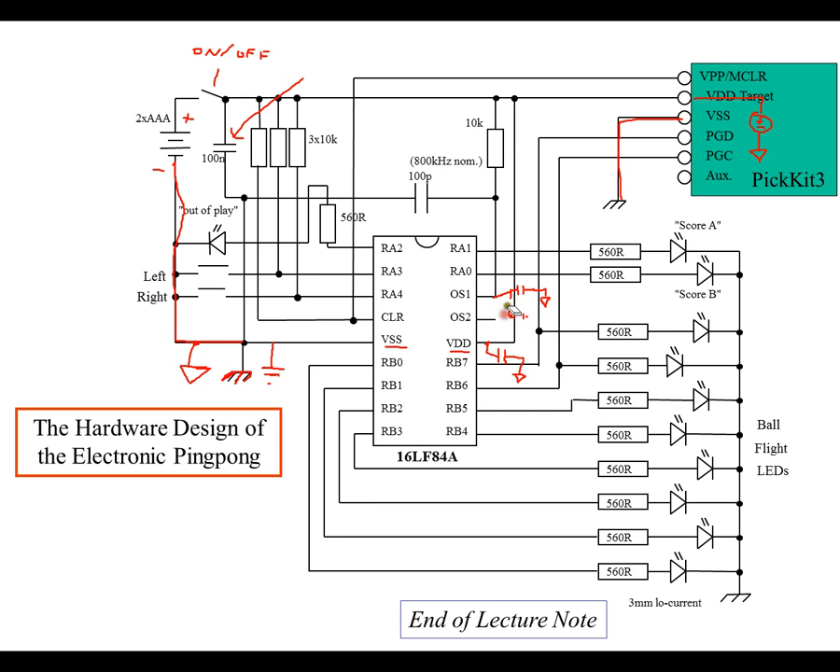So let's see if we can erase this really quick. We're not doing that. We're going to be using the RC oscillator. So this is the R, this is the C. You've got 100 picofarads and a 10K. So the frequency is going to be 800 kilohertz nominal. Okay, so we've got power, we've got our oscillator.